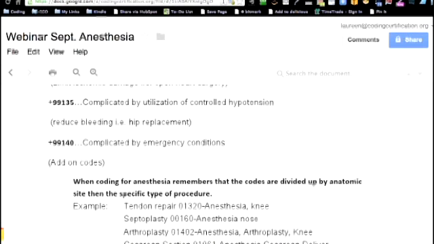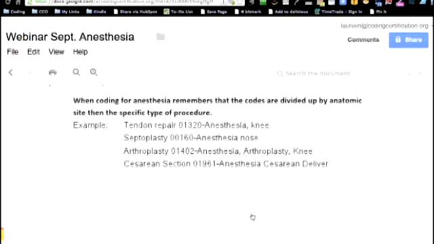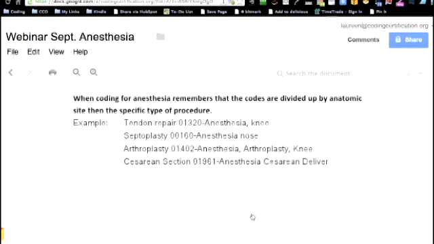So, when coding for anesthesia, the last thing you need to know for the basic explanation on coding anesthesia is how to look up the codes. And it's pretty simple. That's another reason I like anesthesia. Let's say you've got a tendon repair. You look up under anesthesia, and where is the repair being done? Knee. And that gives you the code. So it's done by anatomic site and then the procedure.